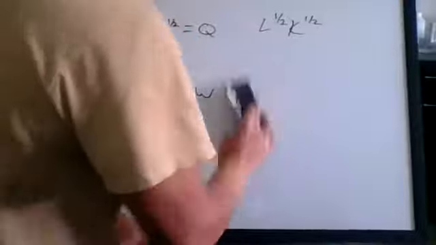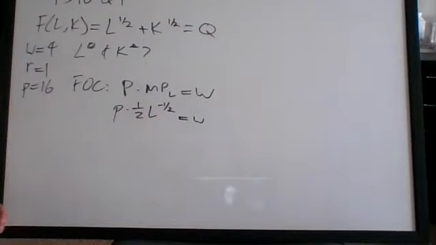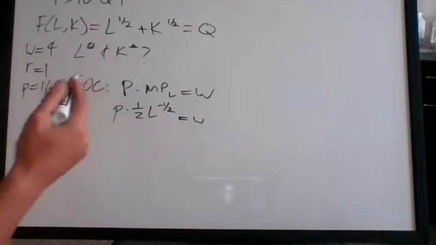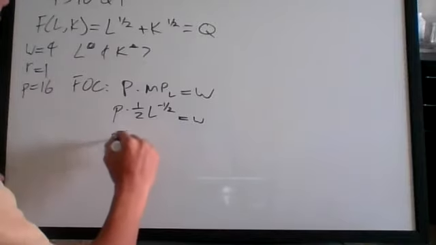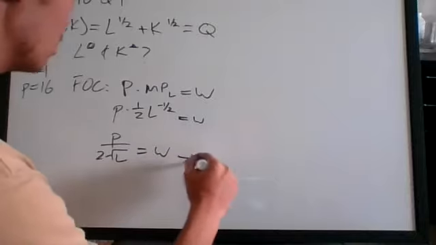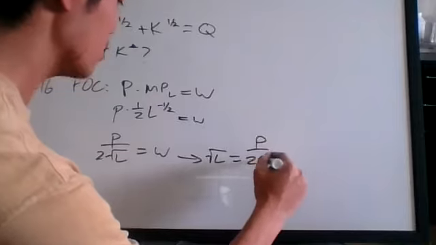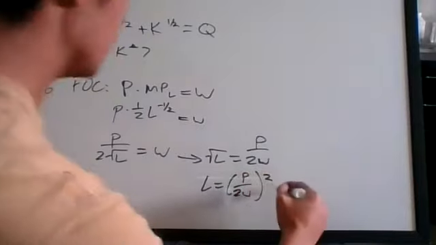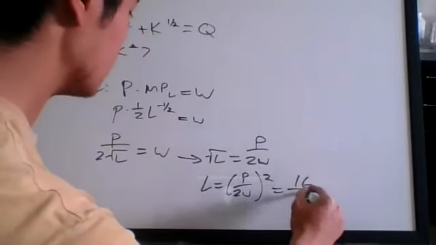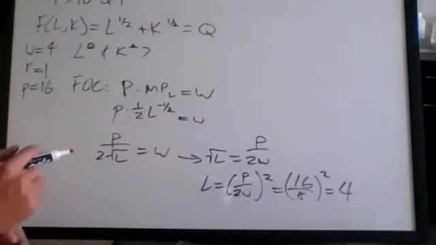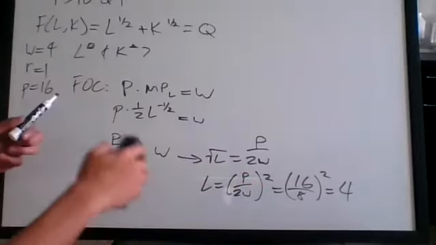But you'll notice that in this case we actually are able to do that. When I solved this problem in my notes, I found the TRS first, but I'm very curious to see whether you can just solve for L straight away. So let's see how that works out. This would be P over 2 times the square root of L, equal to W. Solving for L, the square root of L is equal to P over 2W, and so L is equal to P over 2W, squared. This is equal to 16 over 8 squared, which is equal to 4. So you actually are able to determine L right away from this general setup, and you don't need to find your TRS first.